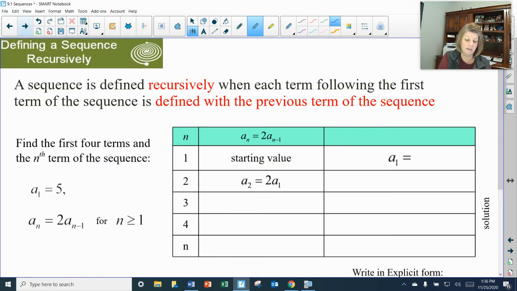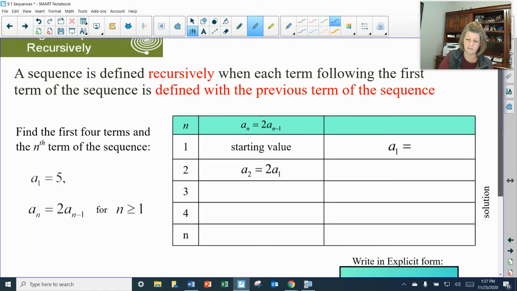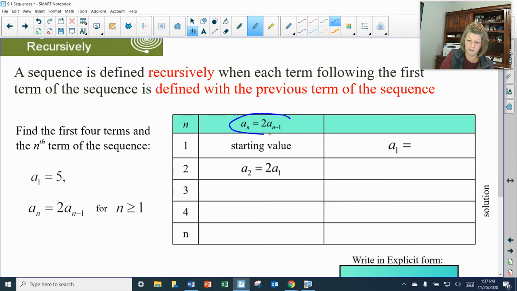Defining a sequence recursively. Recursive sequences are defined when each term following the first term of the sequence is defined with a previous term of the sequence. So this one says find the first 4 terms and the nth term of the sequence. And here's my rule of sequence. It says 2 times a sub n minus 1.